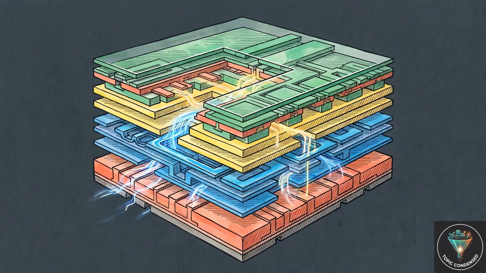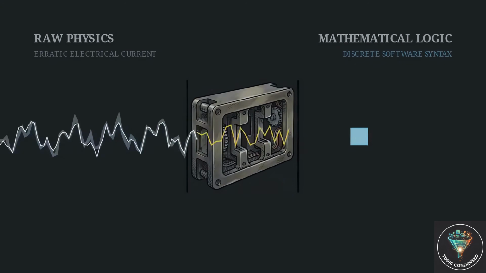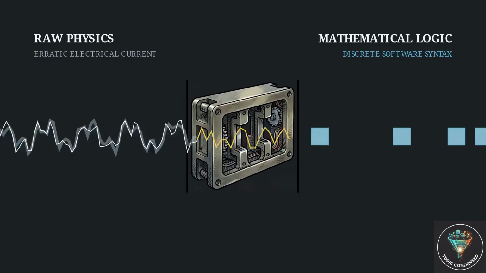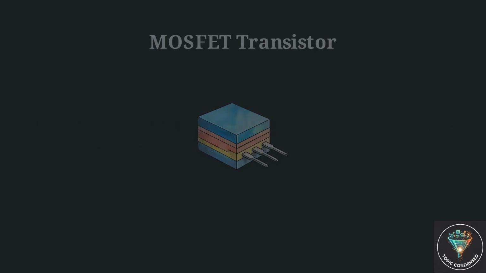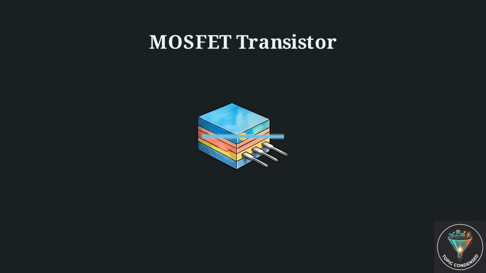A computer is a massive stack of carefully engineered electrical barriers. It bridges the gap between raw physics and mathematical logic, turning electrical currents into what we call software. The foundation of this entire system is the MOSFET transistor. In practice, it is a microscopic switch that turns on or off depending on the voltage applied to it.